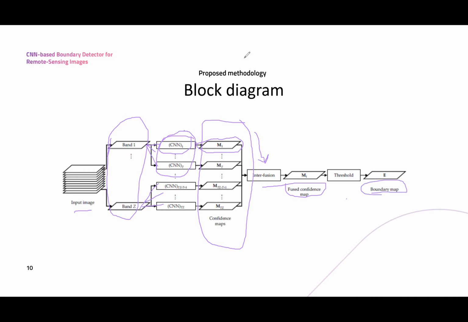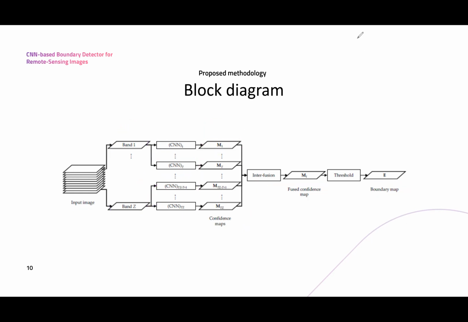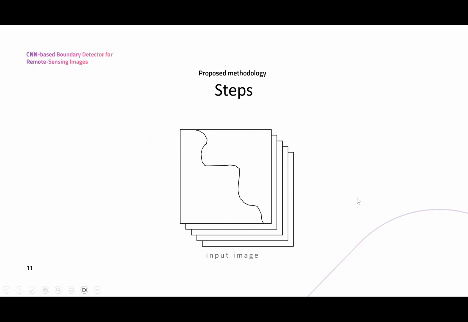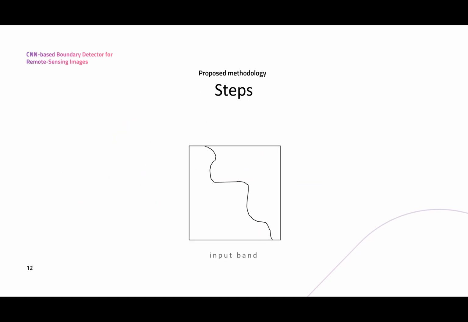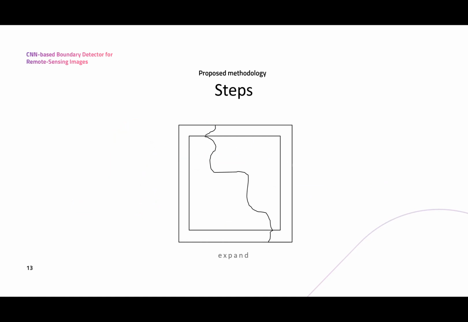We'll go into this methodology one by one, to describe it in a little bit more detail. So the first step is that we have the input image. And in remote sensing, we have multispectral images. So we have different bands. What we will do, as we explained a little while ago, is take each band alone. So we'll take one input out of it. We will expand it to get the corners.